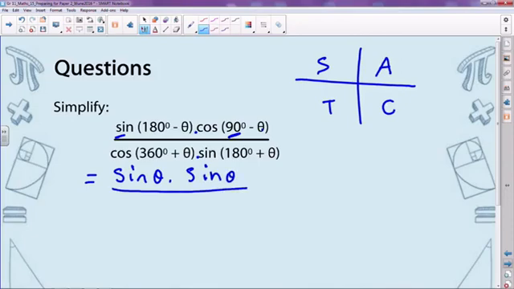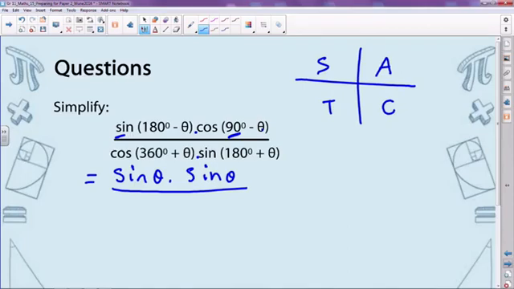Divide by, okay? So we've got 360 plus theta. It's the fourth quadrant. How is cos in the fourth quadrant? It is, no, that's a fifth quadrant. It's going back here.